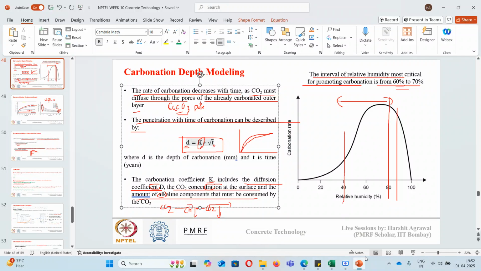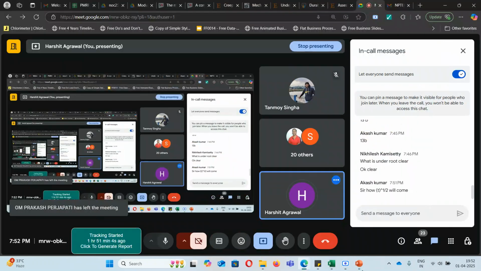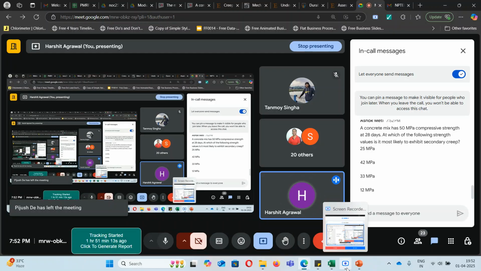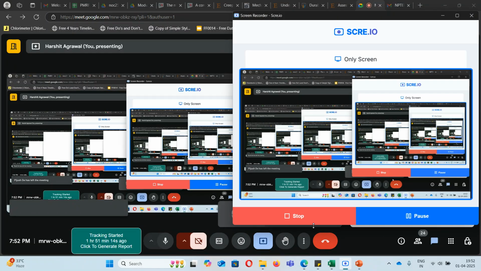This is basically known as the square root law. The diffusion of CO2 follows a square root condition. That's what we say. You need to remember that, this is how it is modeled. Okay, I will stop the recording for this session and then I can take further questions.